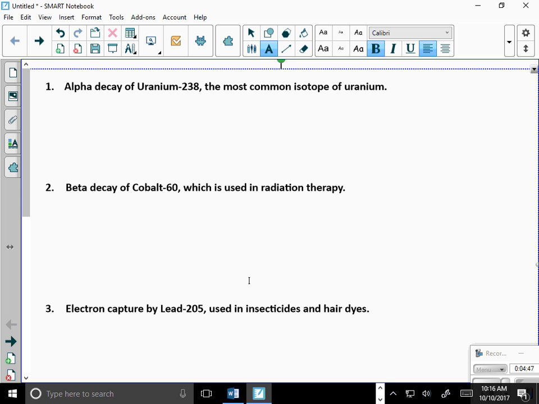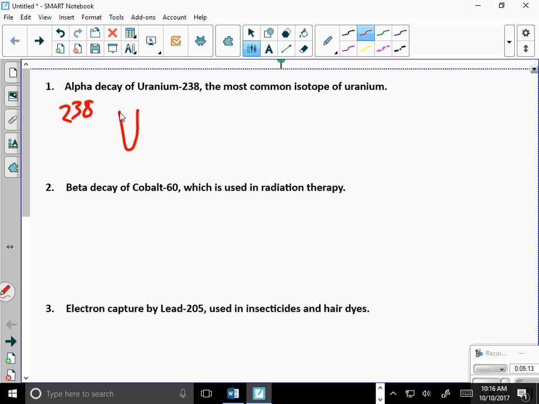So, the very first one on your page says the alpha decay of uranium-238, the most common isotope of uranium. Now that's the one that I just showed you. I guess I didn't realize that that was the one that I had on my slide, but uranium is U, 238. What is the atomic number of uranium? 92, right? We just dealt with that. So 238, 92 is the bottom number.